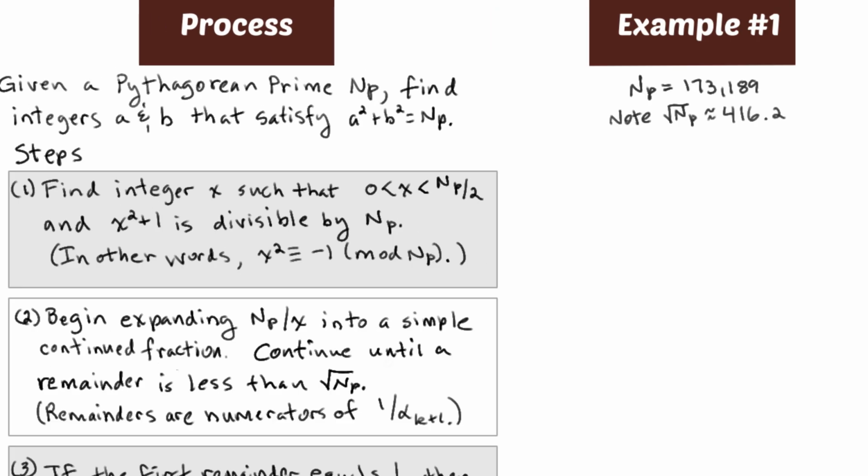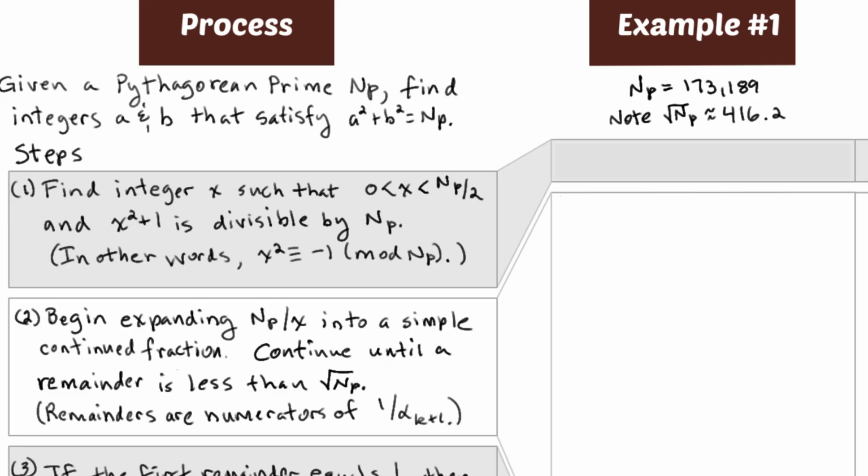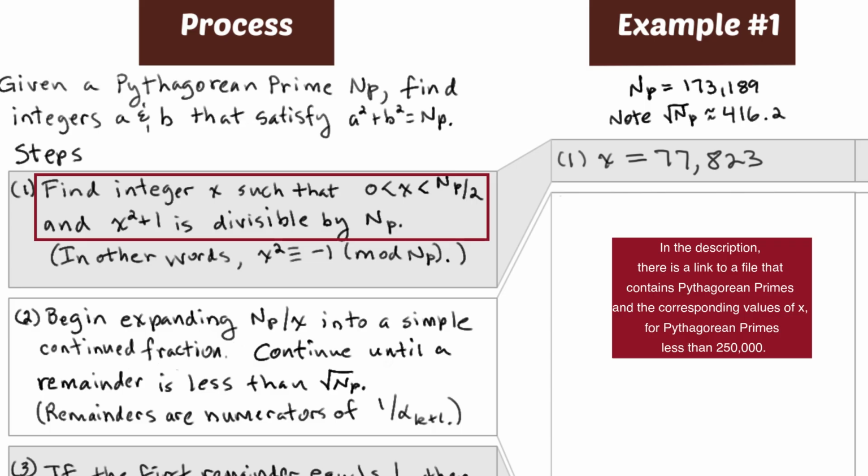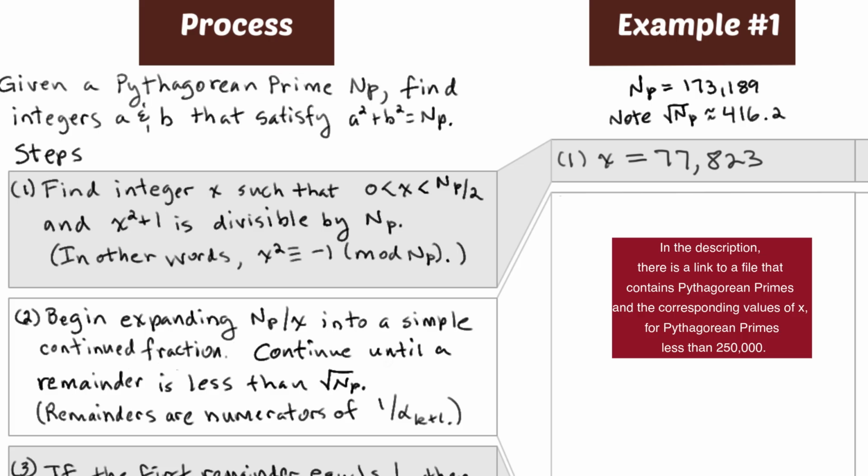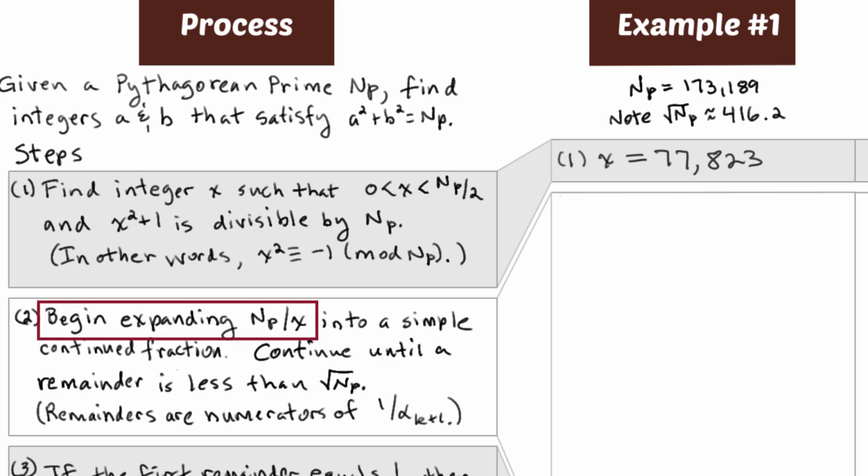In our first example, the Pythagorean prime n sub p is 173,189. We'll also need the square root of this, so we note that it is about 416.2. For the first step, I wrote a short routine and found that x equals 77,823. You can check for yourself that if you square it and add 1, the result is divisible by n sub p. In step 2, we start expanding 173,189 over 77,823 into a simple continued fraction.